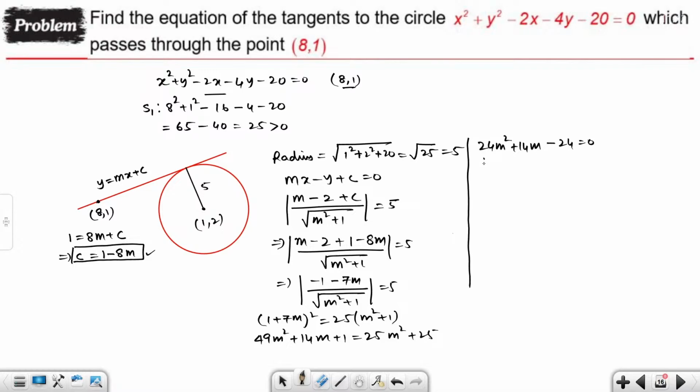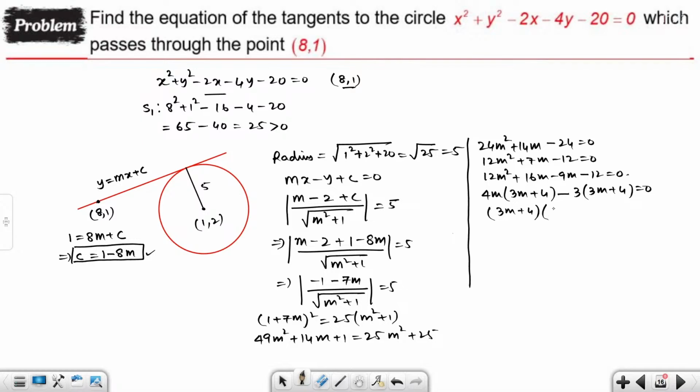So we are having, right, 12 into 12 is 144, 16 into 9, I'm sorry. So it's 12m square plus 16m minus 9m minus 12 equals to 0. 3m plus 4 minus 3. So we are having 3m plus 4 and 4m minus 3, correct? So the value of m is coming to minus 4 over 3 and 3 over 4.